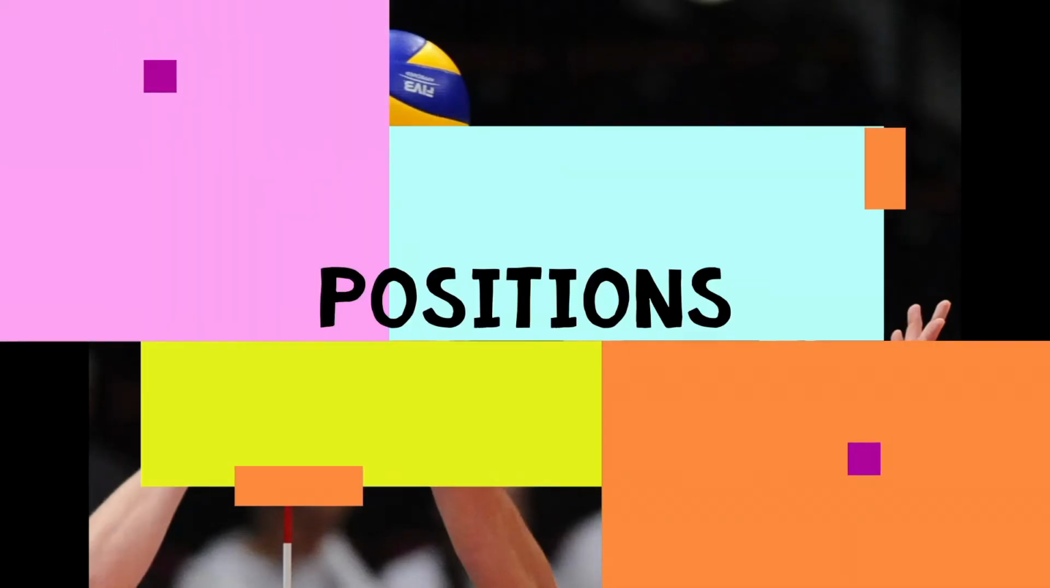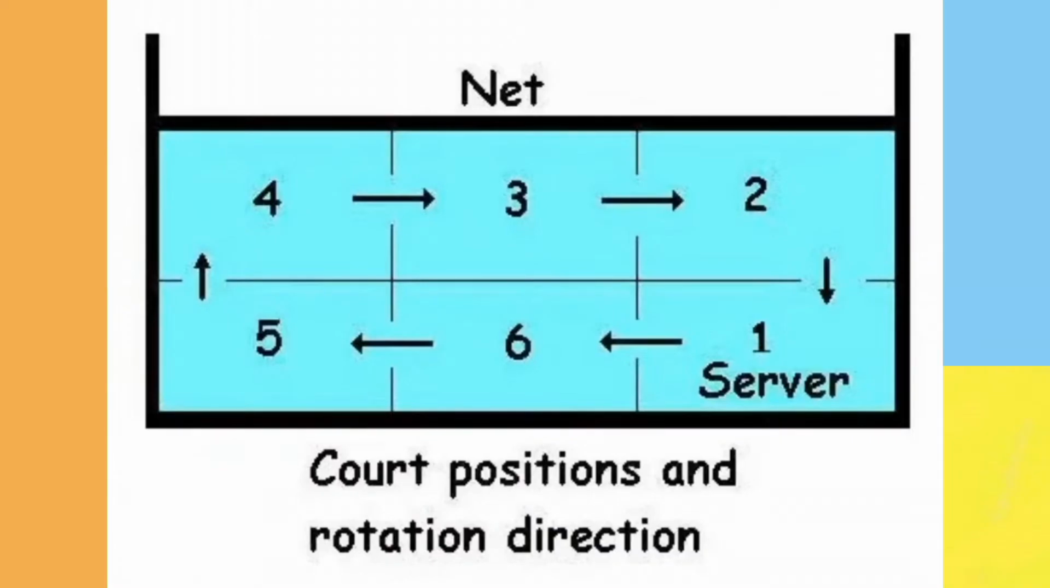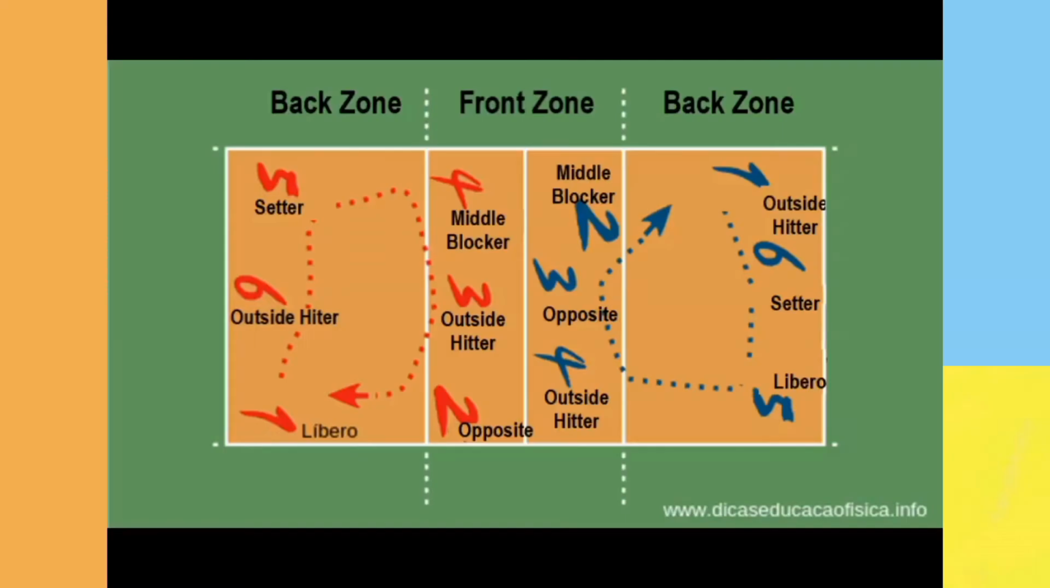Positions. The moment the ball is hit by the server, each team must be positioned within its own court in the rotation order, except the server. The positions of the players are numbered as follows.